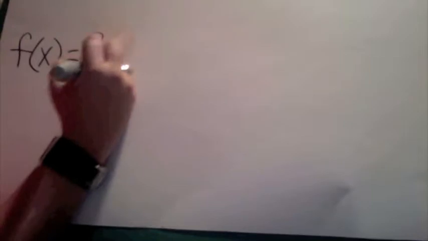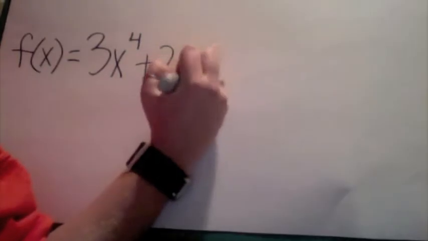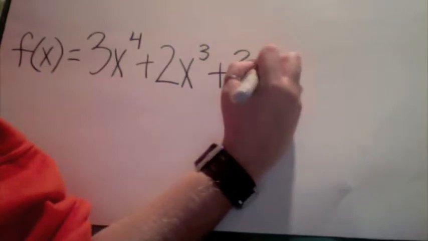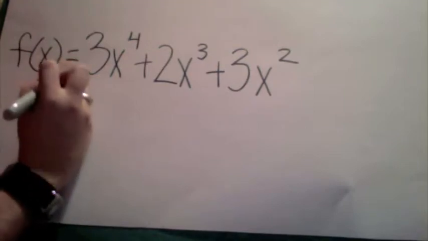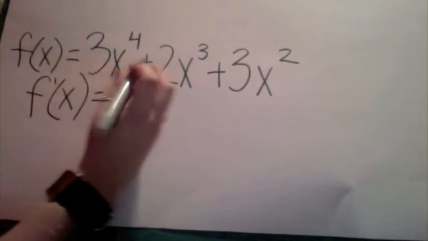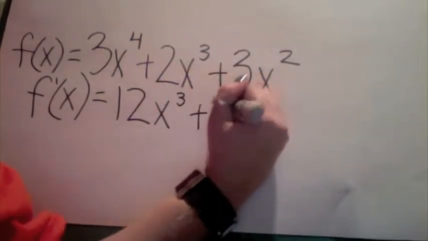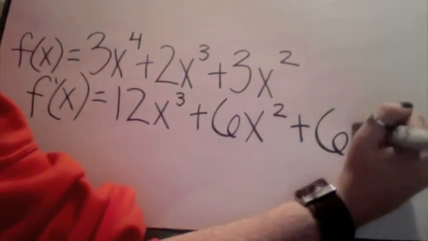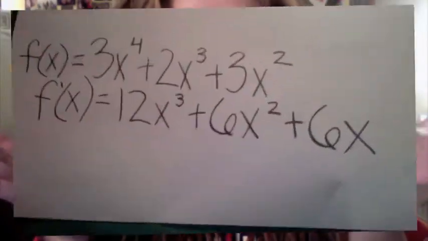If f of x equals 3x to the fourth plus 2x cubed plus 3x squared, then that means that f prime of x would equal 12x to the third plus 6x squared plus 6x. But how did I get that?